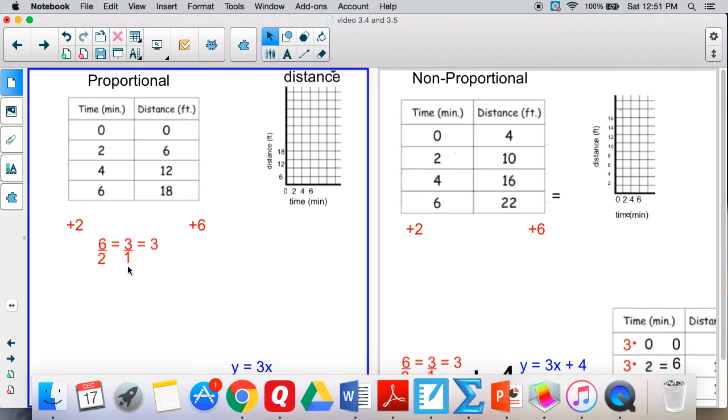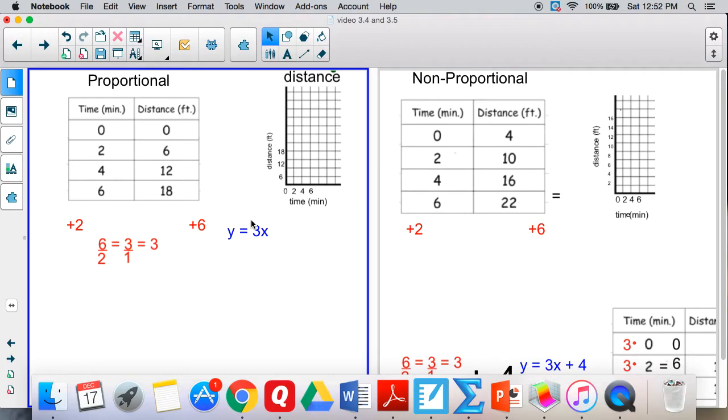As soon as you hear constant rate of change, I know you're thinking slope. So our next step here is to represent this in an equation. Let's take our slope and multiply it by our time and compare it to our distance. So 3 times 0 is 0, which happens to be the distance. 3 times 2 is 6. 3 times 4 is 12, and 3 times 6 is 18. So it looks like we have our equation. If we let x represent our time and y our distance, we would take our time and multiply it by 3 to get the distance. So here our equation is y equals 3x.